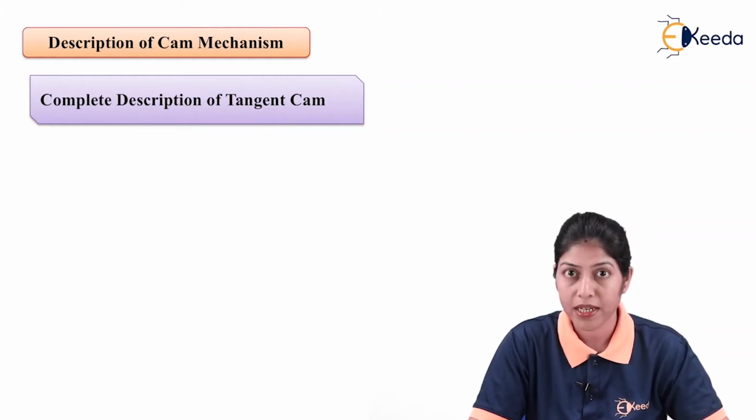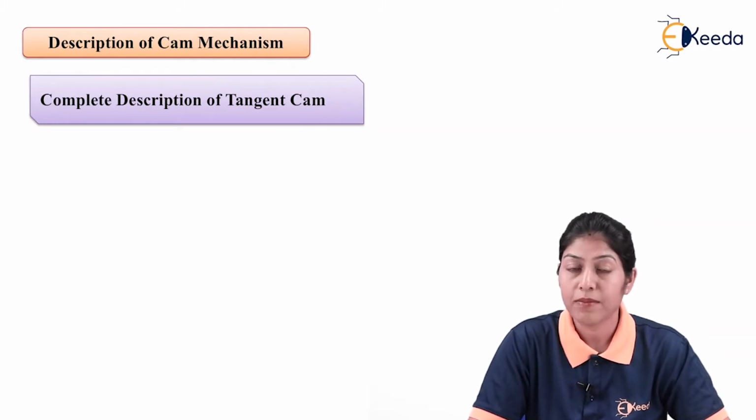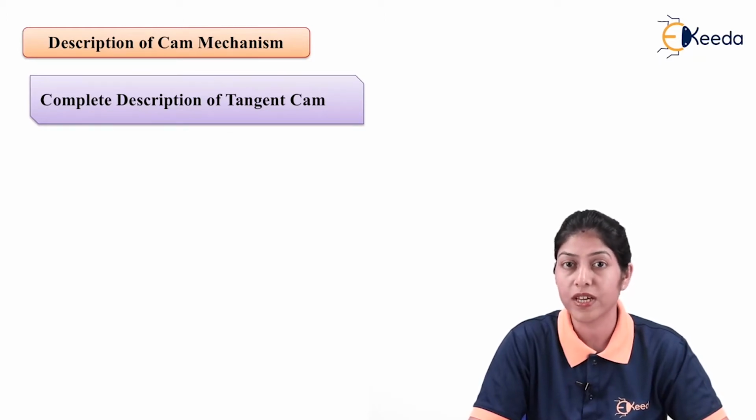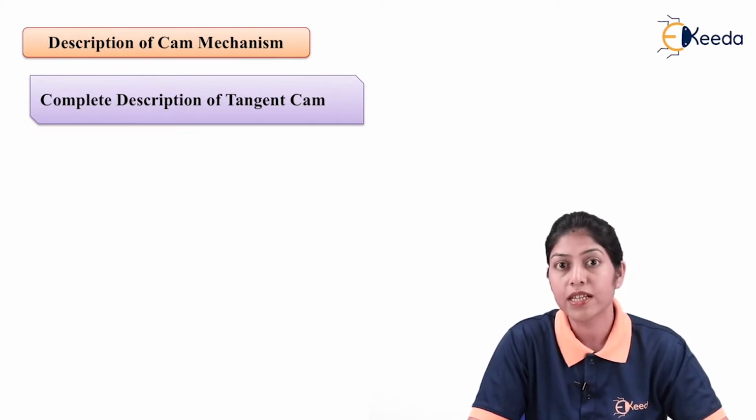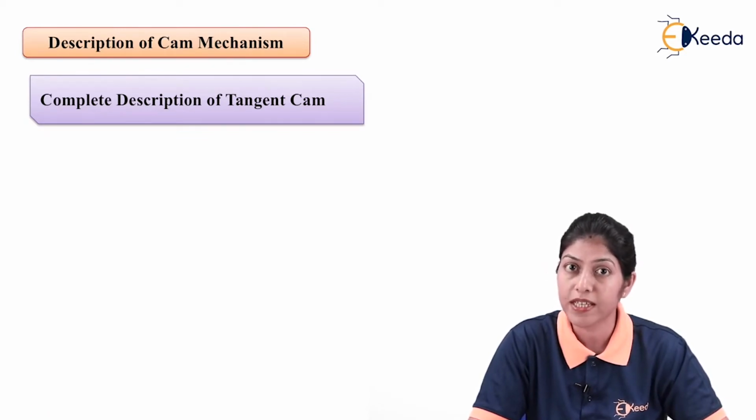But in actual practice, the profile of the cam is not a completely curved surface. It is the combination of curved surface and straight lines. Straight lines are called flanks. So we can say it is the combination of curved surface and the flanks. And flanks are always tangential to the base circle of the cam.